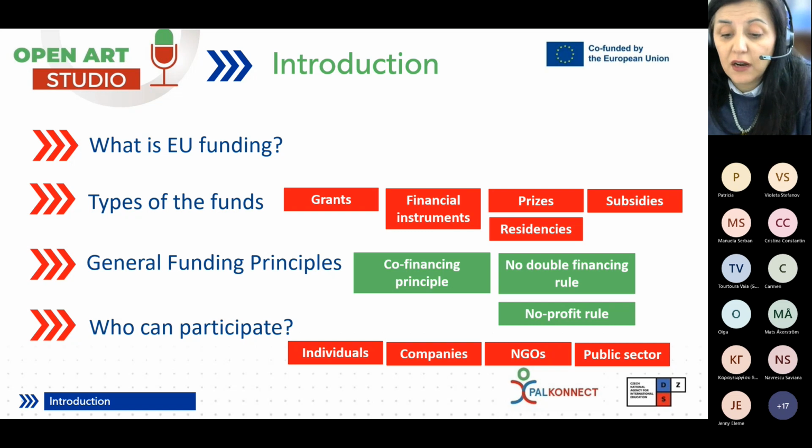The prizes are the financial contribution given as a reward following a contest. Through the prizes, the European Union institutions recognize outstanding works and achievements and induce investment. And except for the prizes, in the same category, we have also put the residencies. For the artists, they are quite familiar.